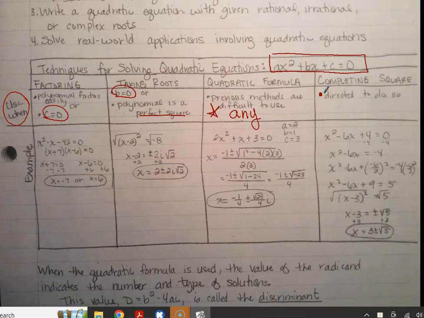That's the one where you're adding b divided by 2, squared. But anyway, really you only have to do that one when you're directed to do so. The quadratic formula is generally the preferred method.